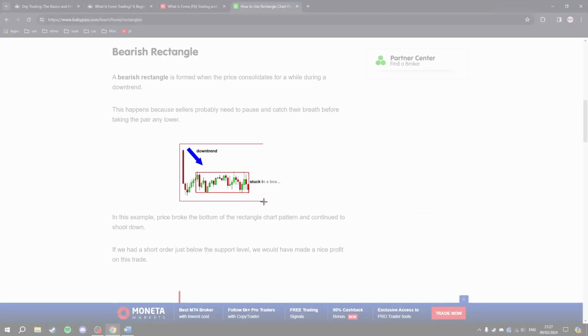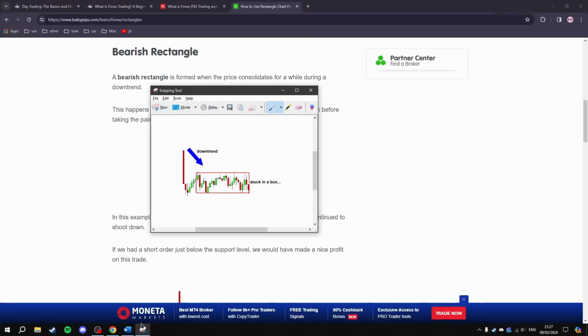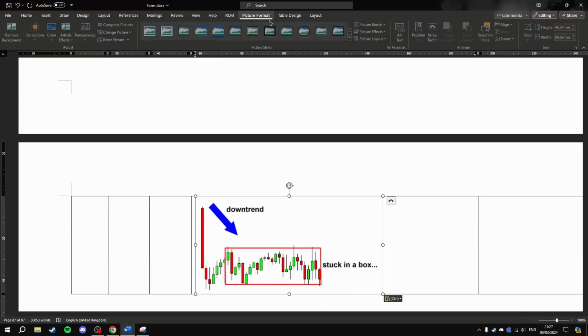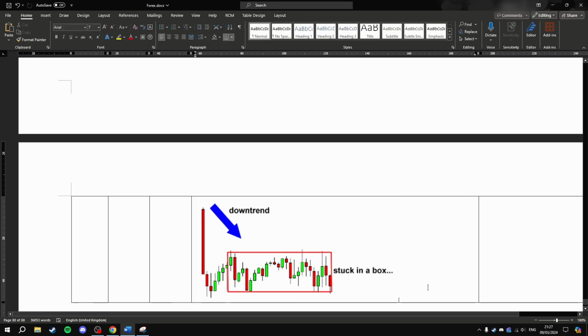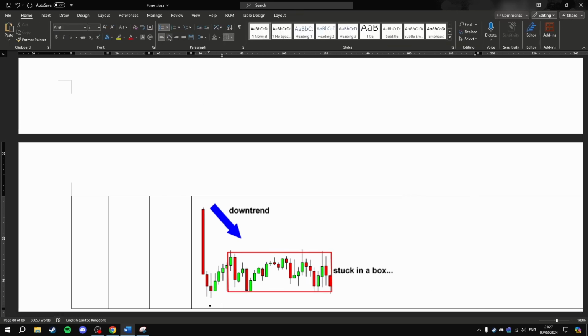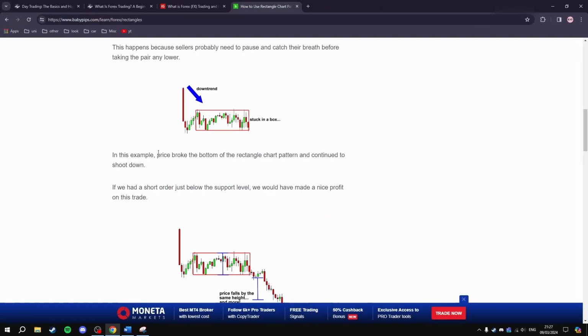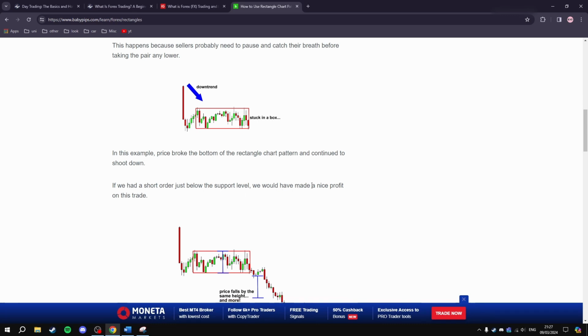Stuck in a box. Is it going to continue to go down? In this example, price broke the bottom of the rectangle chart pattern and continued to shoot down. If we had a short order just below the support level, we would have made nice profit on this trade.